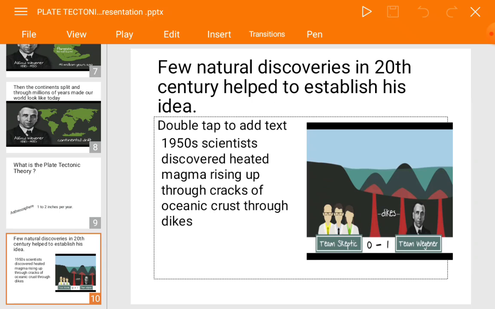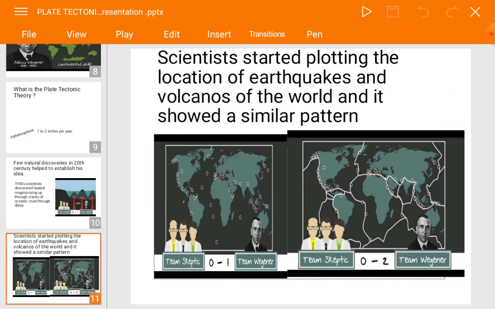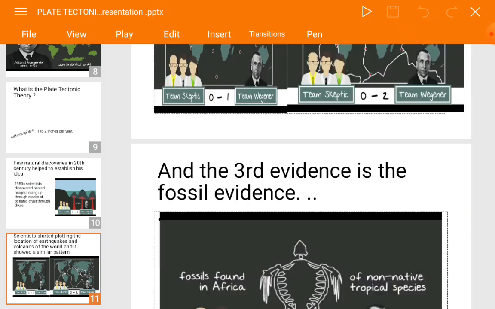A few natural discoveries in the 20th century helped to establish his idea. As always, when he delivered his idea, none of the scientists believed him. In 1950, scientists discovered heated magma rising up through cracks of the oceanic crust through dikes. Scientists started plotting the locations of earthquakes and volcanoes of the world, and it showed a similar pattern to what Wegener showed in his map of plate tectonics.